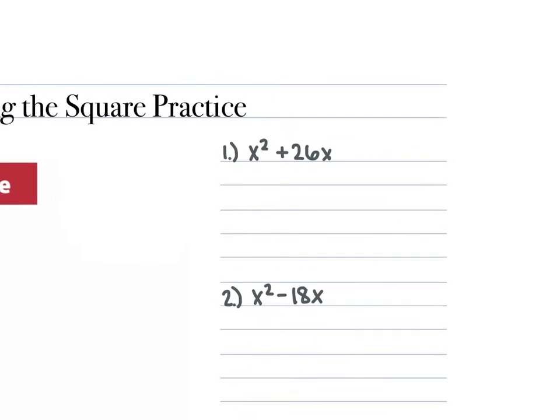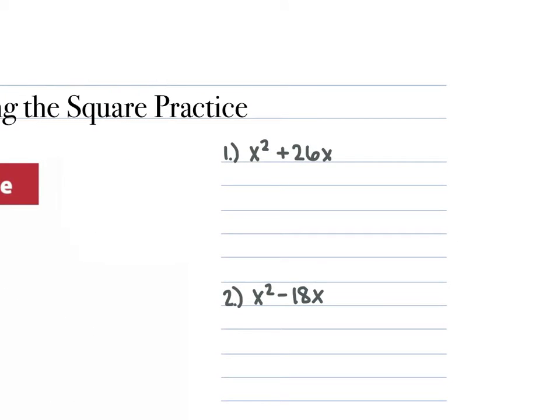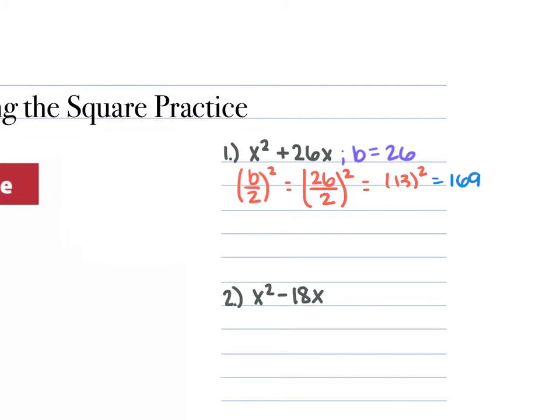So for example 1, we have x squared plus 26x. Our b here is 26, so we're going to divide that by 2. We're going to do b over 2 and then square it. So that's going to give us 26 over 2 squared, which is 13 squared, and that is 169. So we're going to add that to the x squared plus 26x plus 169, and that is our perfect square trinomial.